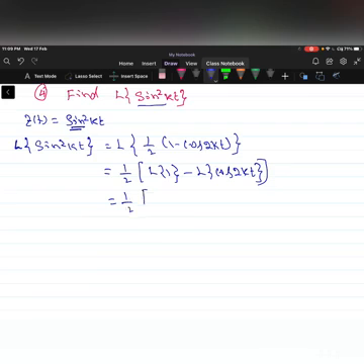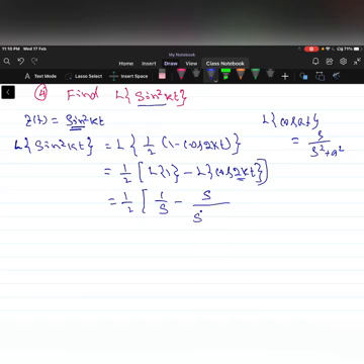1 by 2 into Laplace of the constant, where 1 is constant, Laplace of 1 is 1 by s. Minus, so the Laplace transformation of some standard functions by using Laplace of cos at. Laplace of cos at is s by s square plus a square. Here a is equal to 2k, therefore Laplace of cos 2kt can be written as s by s square plus, in place of a we have 2k, that is 2k whole square.